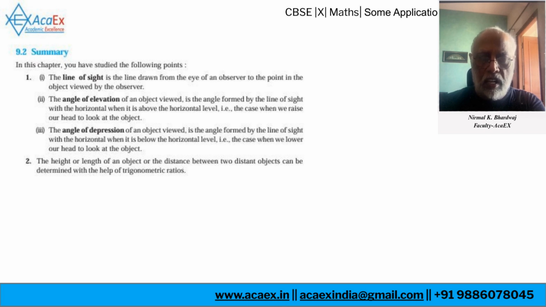The angle of depression is the angle formed by the line of sight and the horizontal when looking down at an object. The height or distance of an object can be determined using trigonometric ratios.